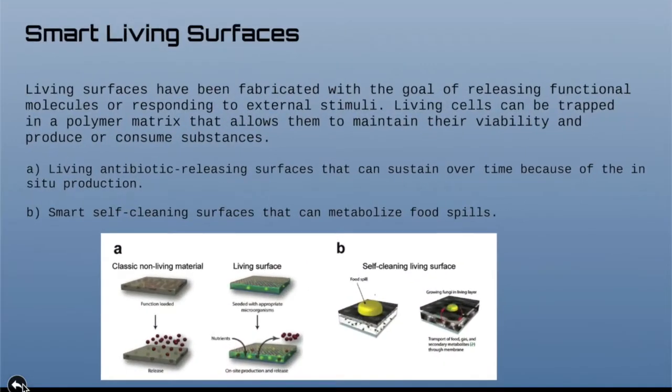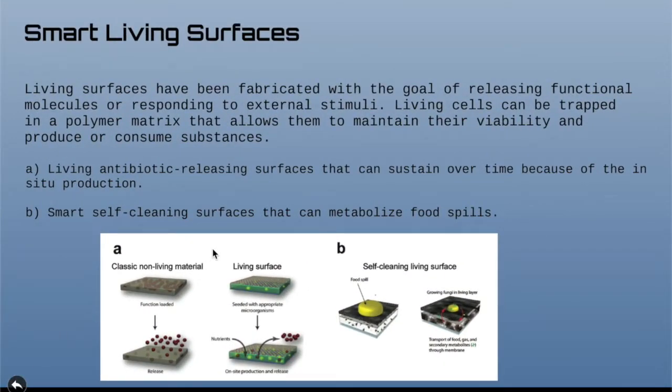And then they have the smart living surface. Okay, so first we observe the classic non-living material here. We are placing some functional materials inside, and they can release those materials, maybe for a drug delivery system or any similar system. And then we have the living surface, so we are changing the functions with microorganisms, and the microorganisms can react based on their nutrients, and then they can release some byproducts, right?